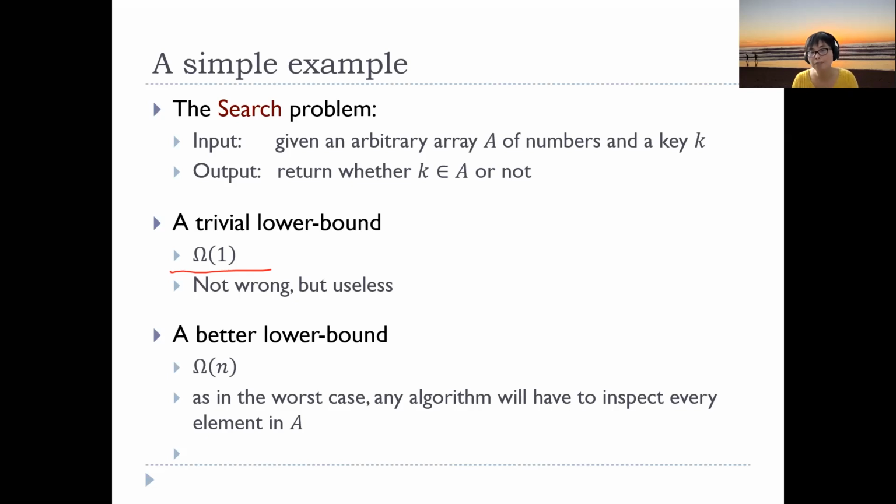Okay, a big omega of n. Namely, any algorithm in the worst case needs to take at least linear time, because we have to inspect every element in A.